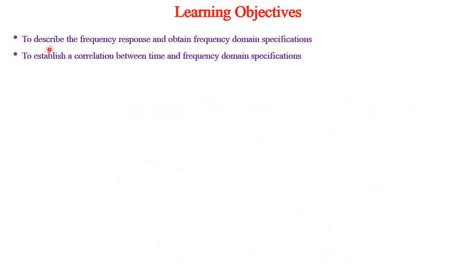The learning objectives of this presentation are to describe the frequency response and obtain frequency domain specifications, then to establish a correlation between time and frequency domain specifications.